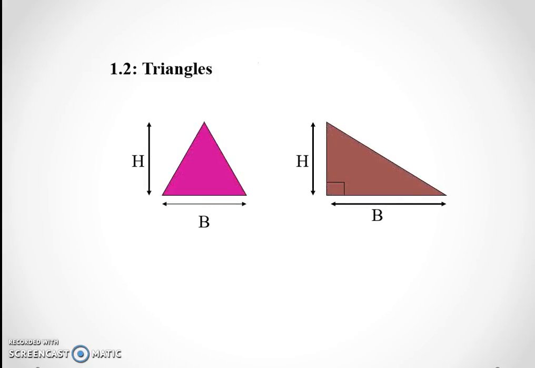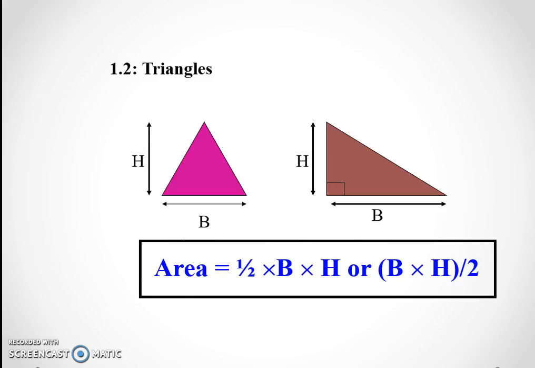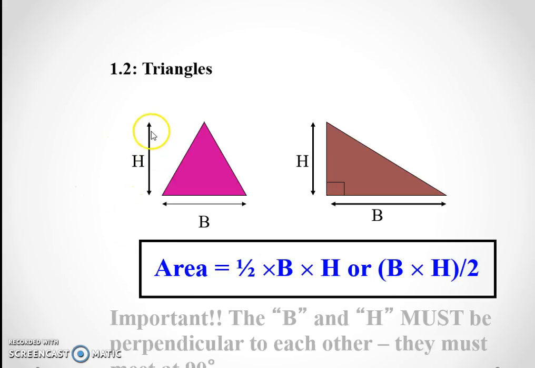Triangles, we have a height and a base: 1/2 times base times height, or base times height over 2. It's important to note that our height has to be perpendicular, forming a 90-degree angle with our base. It is not the length of the side of the triangle. It is the perpendicular height from the base.